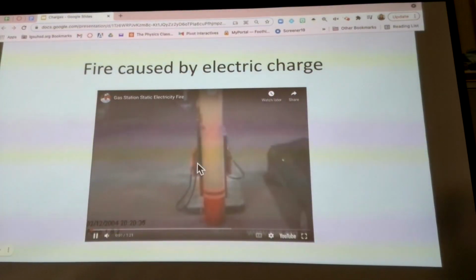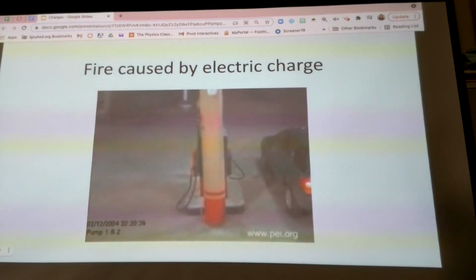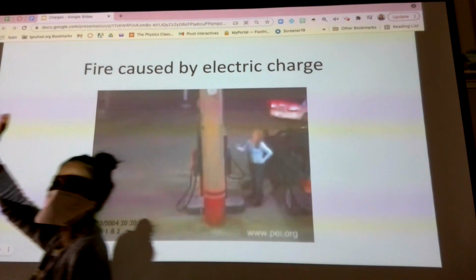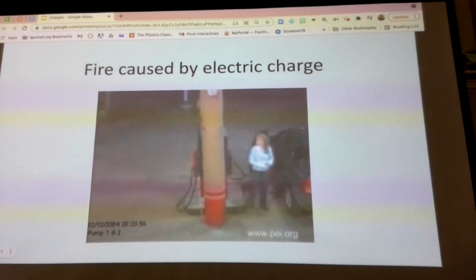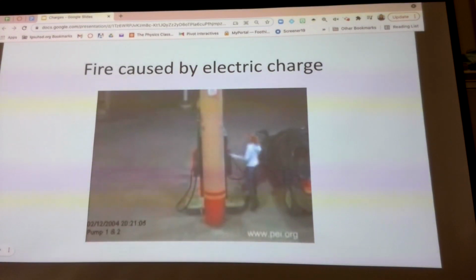Obviously, it's in the title, fire caused by electric charge. How many of you guys have been shocked but actually saw the spark that left your finger? All right, so generally you feel a little bit of pain, not too much. You see a little bit of a spark, but when you do it near something very flammable, like gasoline, it is no bueno.